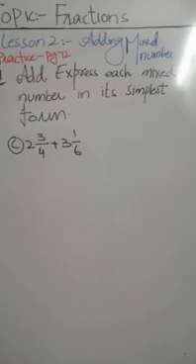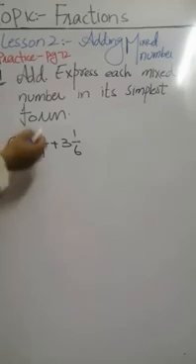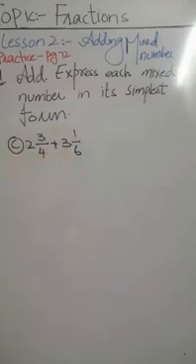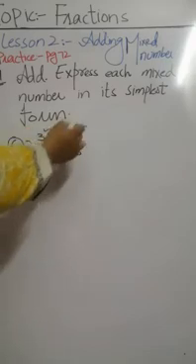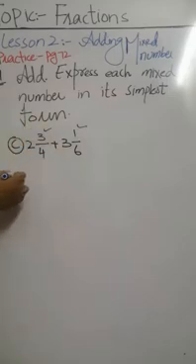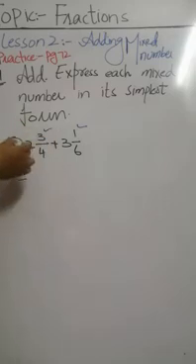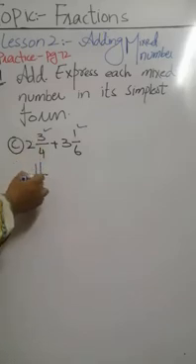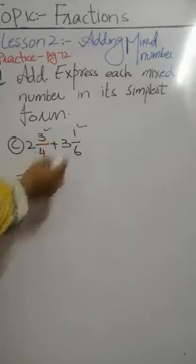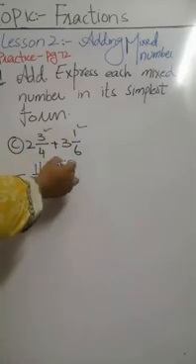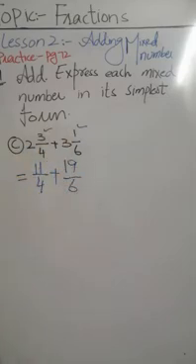Now we have part C: 2 whole 3 by 4 plus 3 whole 1 by 6. First of all, we convert these mixed numbers into improper fractions. 2 times 4 plus 3, 11 by 4, plus 3 times 6 plus 1, 19 by 6.